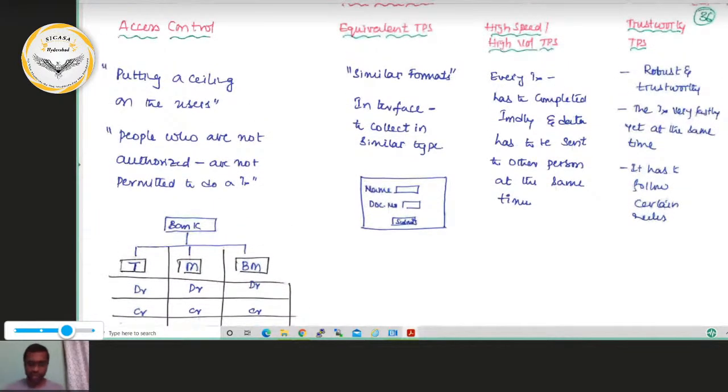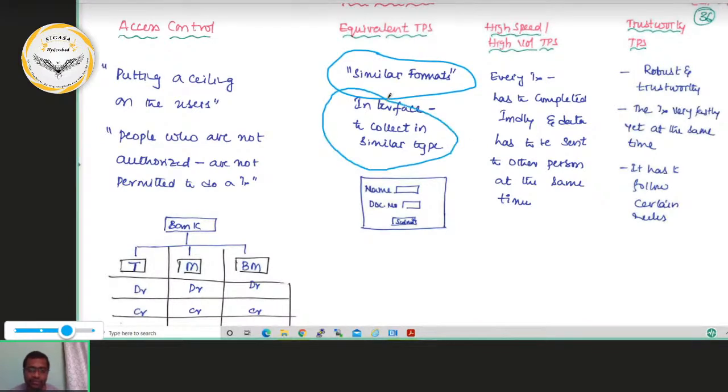Second is called equivalent TPS. What do you mean by equivalent TPS? The data is always collected in similar formats. What do you mean by similar formats? If you take the IRCTC website, at the time of booking a ticket, the format of the data where you enter will be the same for you. Even at the ticket, interfaces will be designed in such a way. So always they have similar formats. Why do we maintain similar formats? For the purpose of achieving effectiveness.